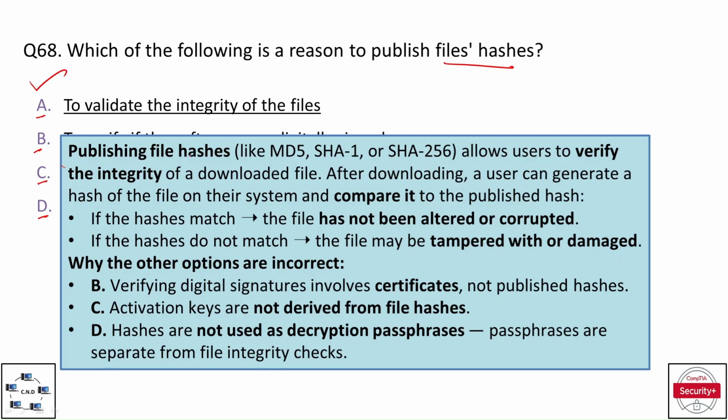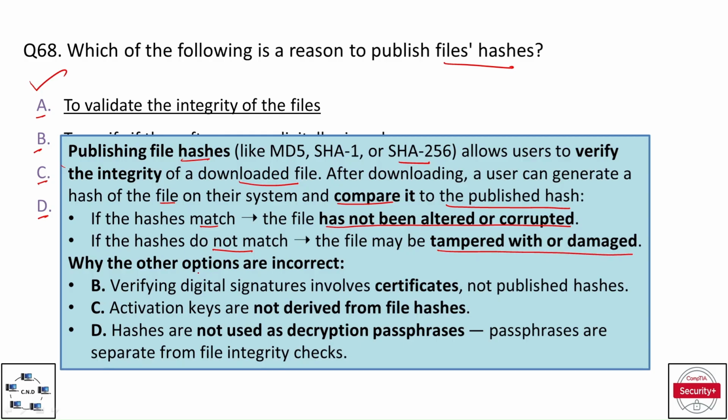Publishing file hashes like MD5, SHA-1 or SHA-256 allows users to verify the integrity of a downloaded file. After downloading, a user can generate a hash of the file on their system and compare it to the published hash. If the hash matches, the file has not been altered or corrupted. If the hashes do not match, the file has been tampered with or damaged.